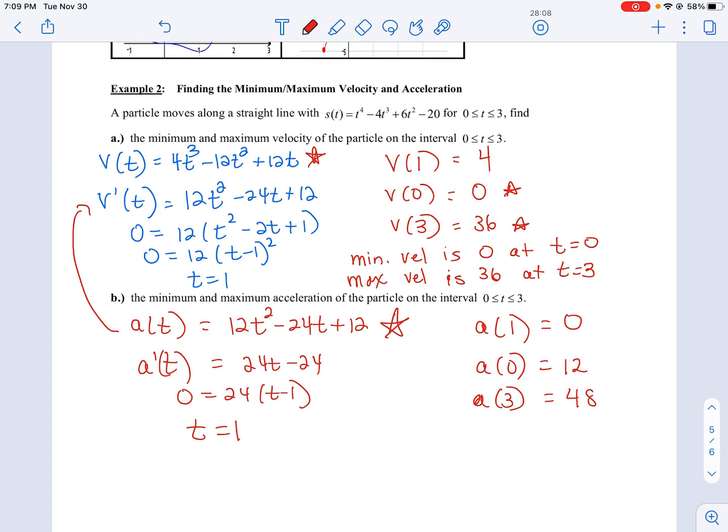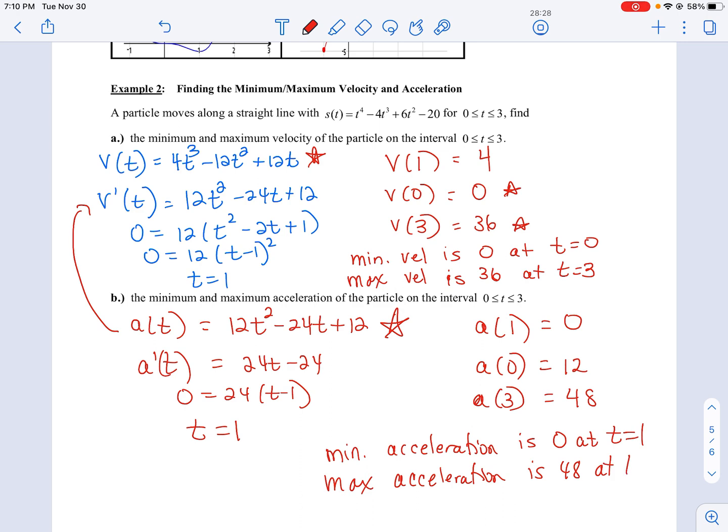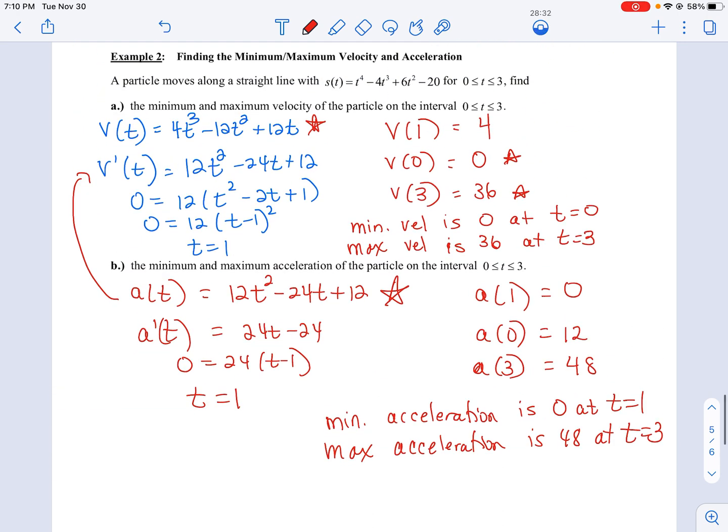What'd you get? I got 48. So the minimum acceleration is 0 at t equals 1, and the maximum acceleration is 48 at t equals 3. All right, there you have it. Not too bad.